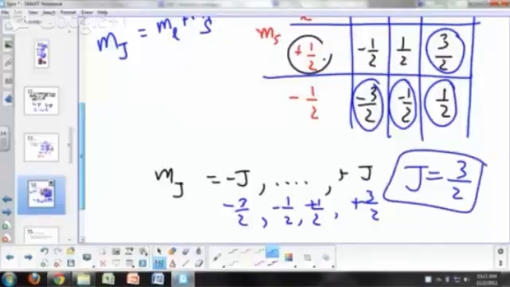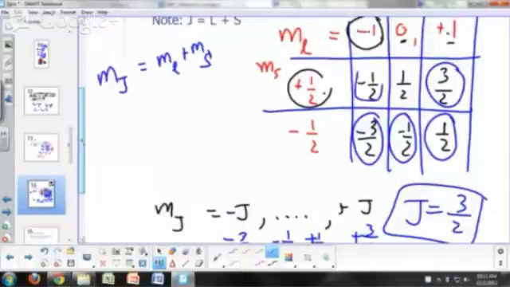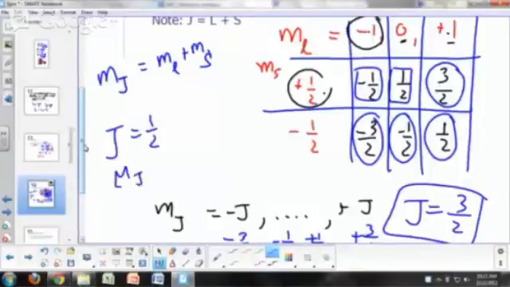When j is 3 halves, then your m sub j can go from negative 3 halves to positive 3 halves. Well, how do we account for this extra 2 here? That must correspond to the m sub j for another allowed j. What would that j be? That means j equals 1 half is also allowed. For this j, m sub j is going to be 1 half and negative 1 half.